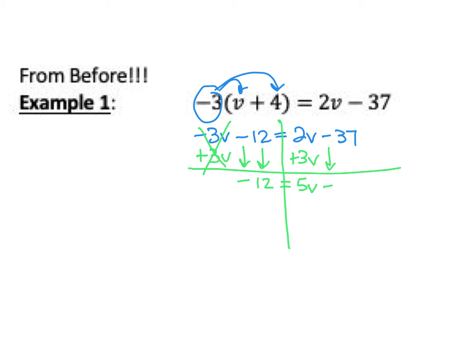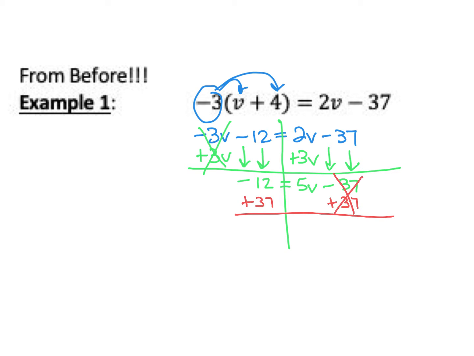We're going to bring down the minus 37. Now we're going to look at it and say, okay, which side's crowded? This side is crowded. Who wants to be with the negative 12? Well, that's negative 37. So that's subtracting, or minus negative 37, however you want to look at that. So we're going to go ahead and add 37 to both sides.